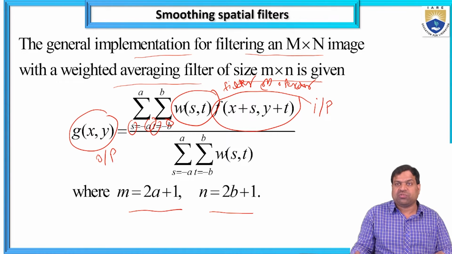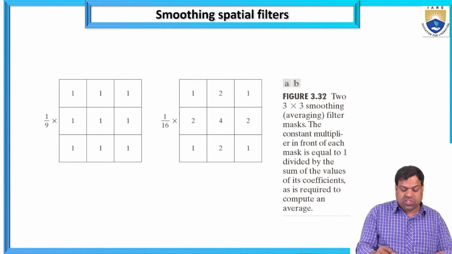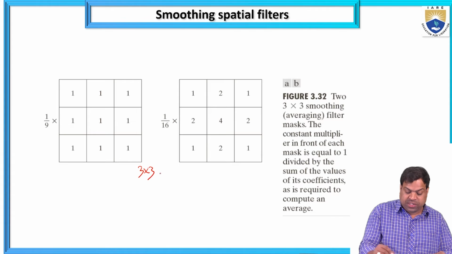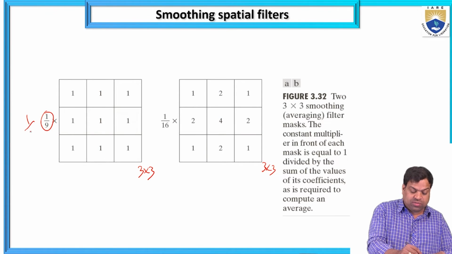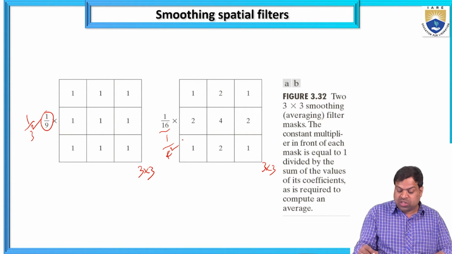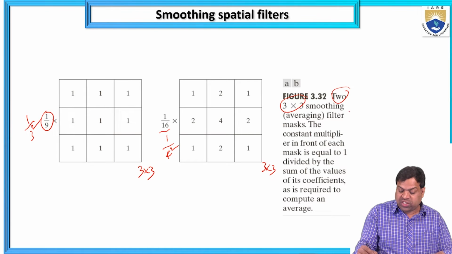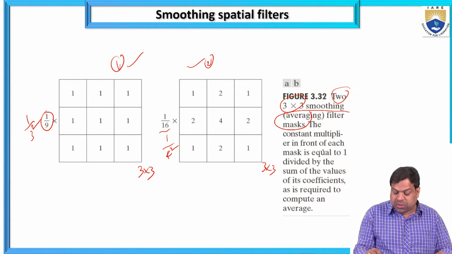It is another equation for spatial filtering. And here is one example. You can see here it is a 3 by 3 matrix. So 1 by 9 equals 1 by 3 squared, and 1 by 25 for the 5 by 5. So two 3 by 3 smoothing filters, the average masks, are used here. The constant multiplier in front of each mask is equal to 1 divided by the sum of the values of its coefficients, and it is required to compute an average.